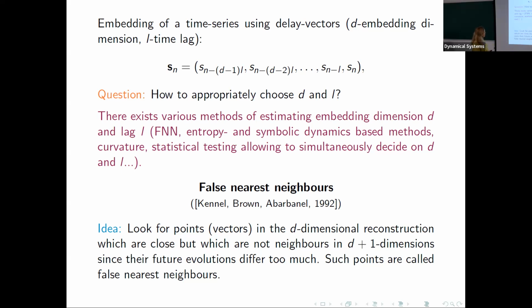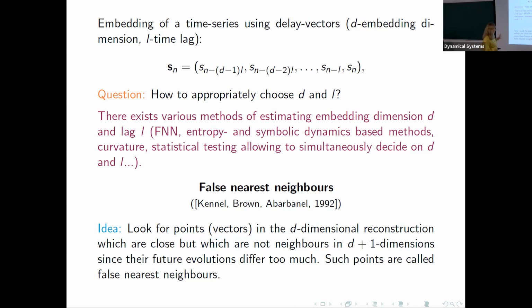One such heuristic method of estimating the embedding dimension, because in reality if you don't know the system, you don't know the box dimension, the Hausdorff dimension, and so on, is the method called false nearest neighbors, FNN for short. It was developed by Kennel and Brown in 1992. What is the idea of this method?